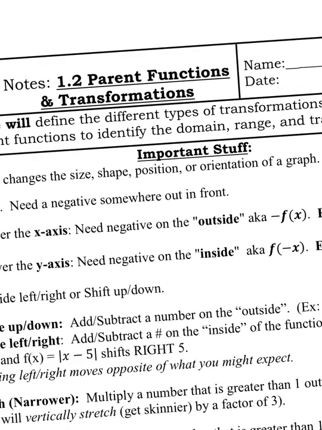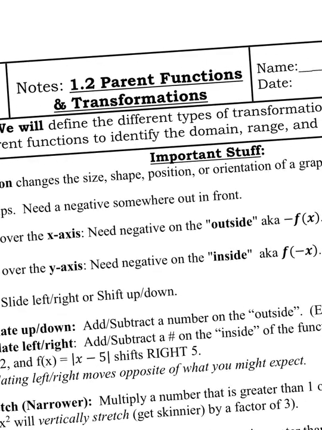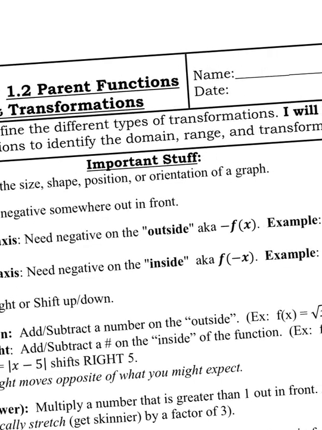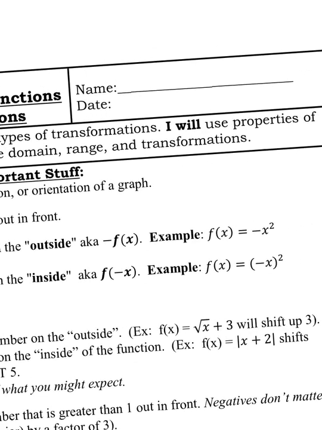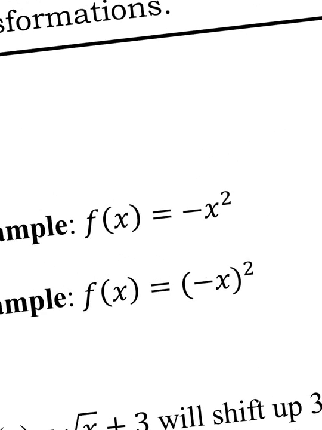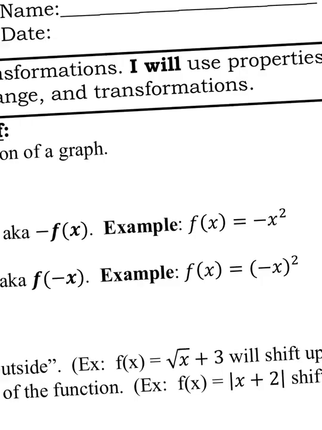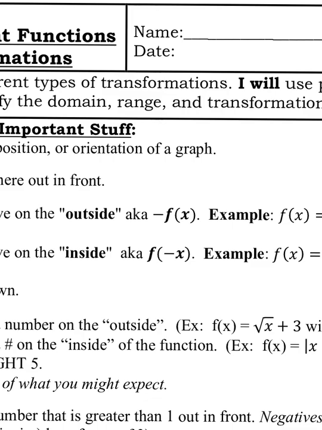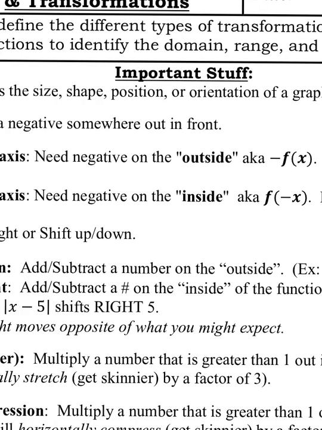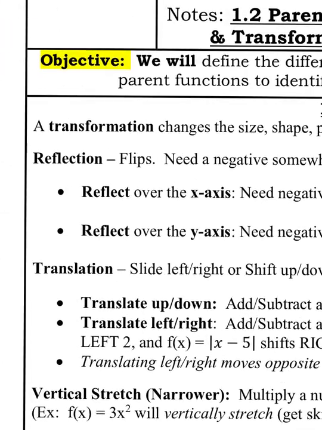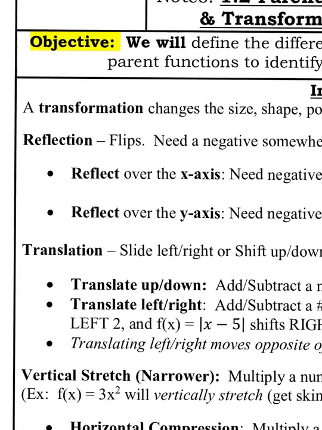But if you were to type it in on the inside, you'll reflect over the y-axis. So on the inside of the function, you're including the negative with the x. So you're doing negative x and then squaring it. That's going to give you a y-axis reflection. So it'll flip from side to side rather than from top to bottom. Okay? So it's important to know where the negative is. And that's going to tell you what kind of reflection you have.